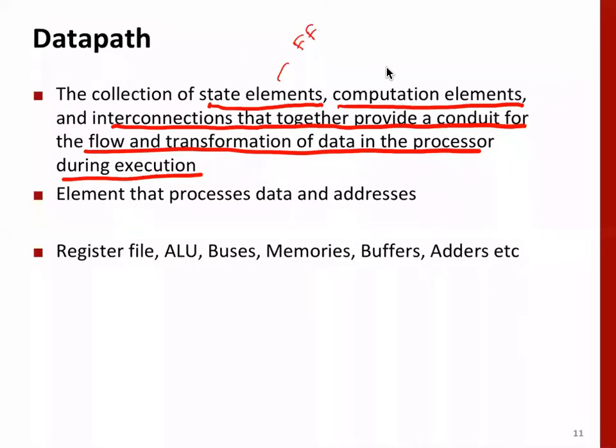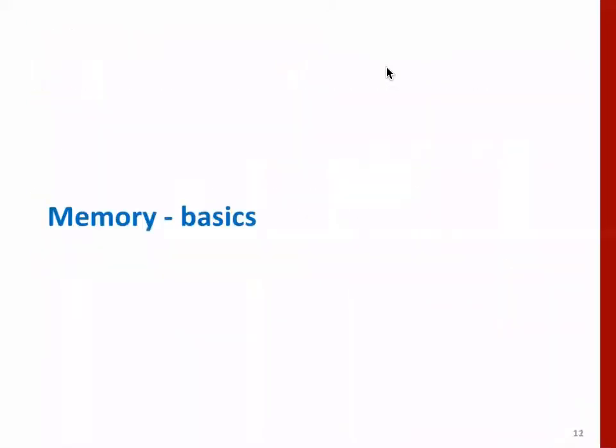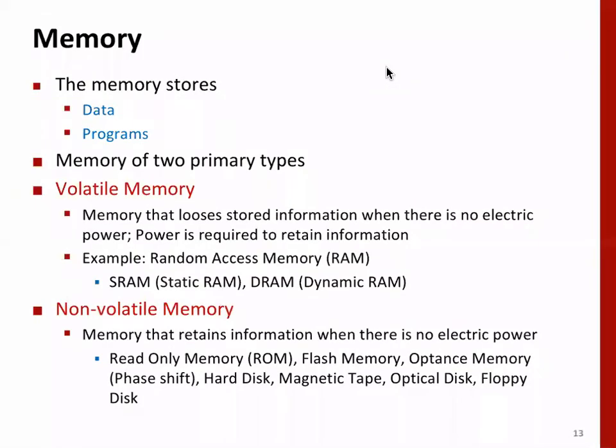So execution of an instruction is not a very simple thing, but it requires data manipulation from various parts of the computer, for example addition or subtraction or some arithmetic logical operation. So you will see the data path is register file, ALU, buses, memories, buffers, headers, etc. All right. Okay, and then let's come to memory.